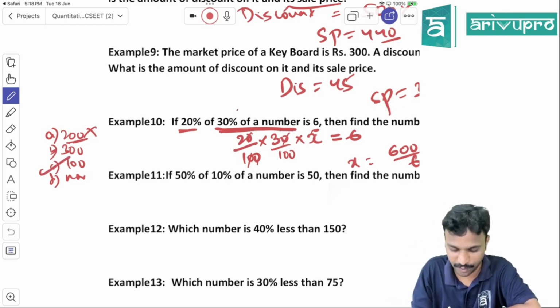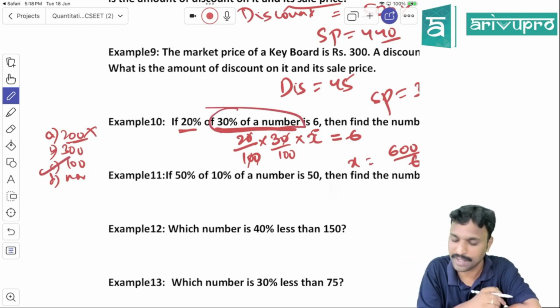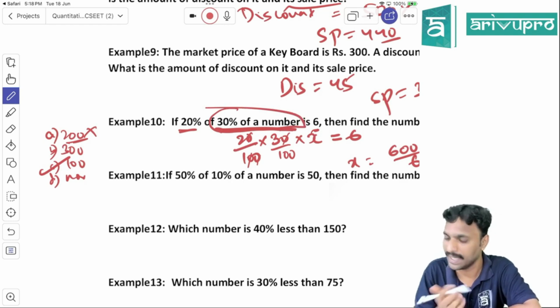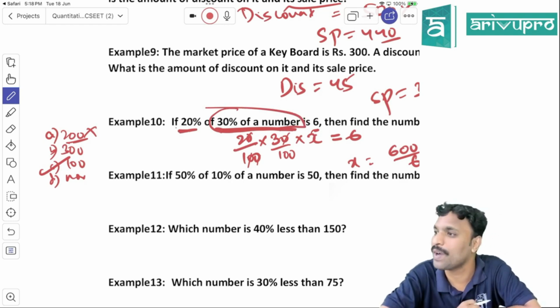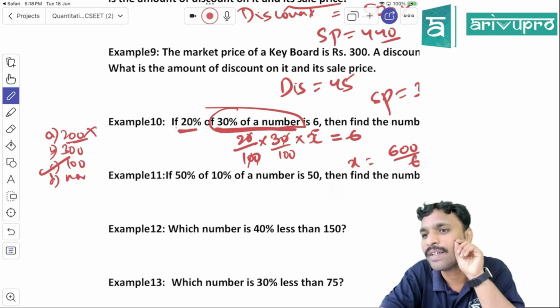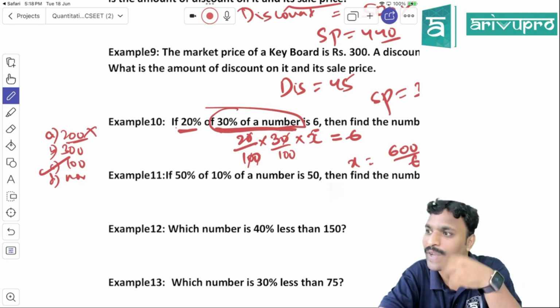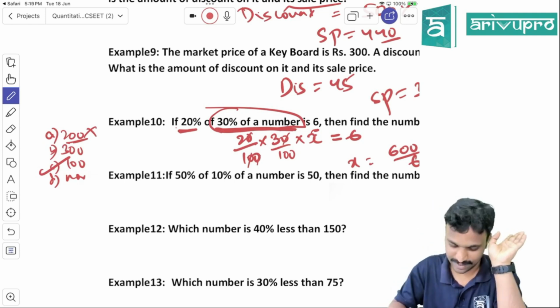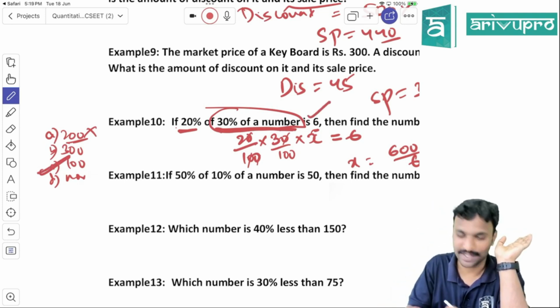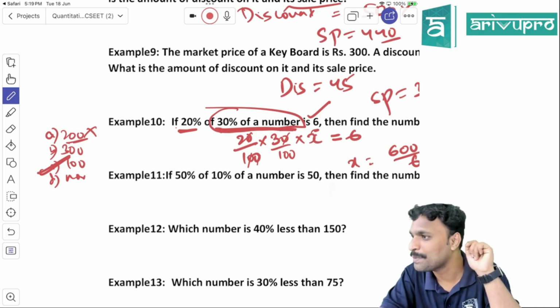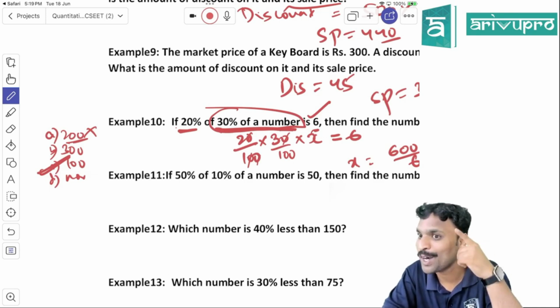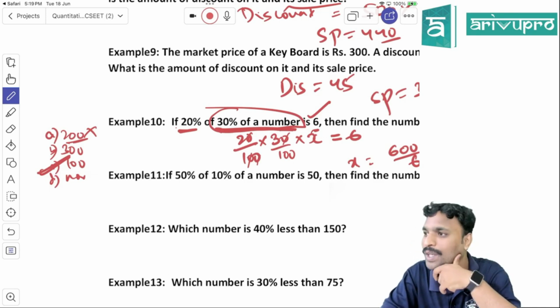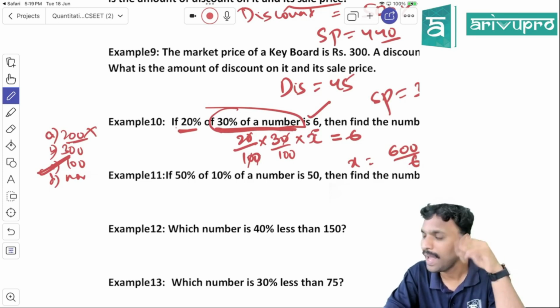Can it be 100? How do you find first of all? 30% of 100 is 30. 20% of 30 is what? 10% of 30 is 3. 20% is double, 6. 6 is what is given. That means what's the answer? Option C. Optionating is best because you need not write anything. You need not visualize anything.